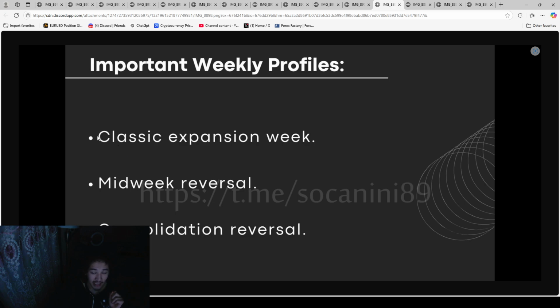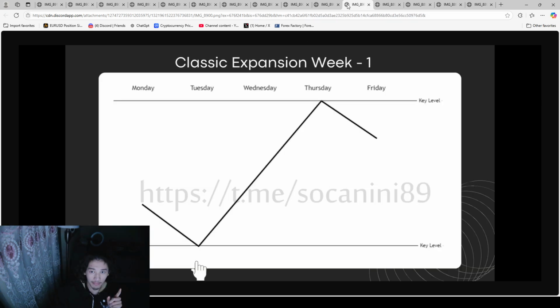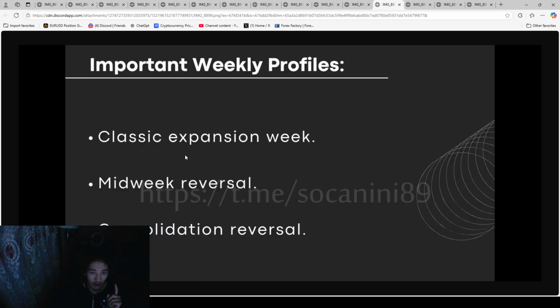For the classic expansion week, profile 1 would be Tuesday as the high or low of the week. As you can see, this is helping you with the open, high, low, close concept of the weekly candle. And for the classic expansion week profile 2, it's Monday as the low of the week or high of the week.